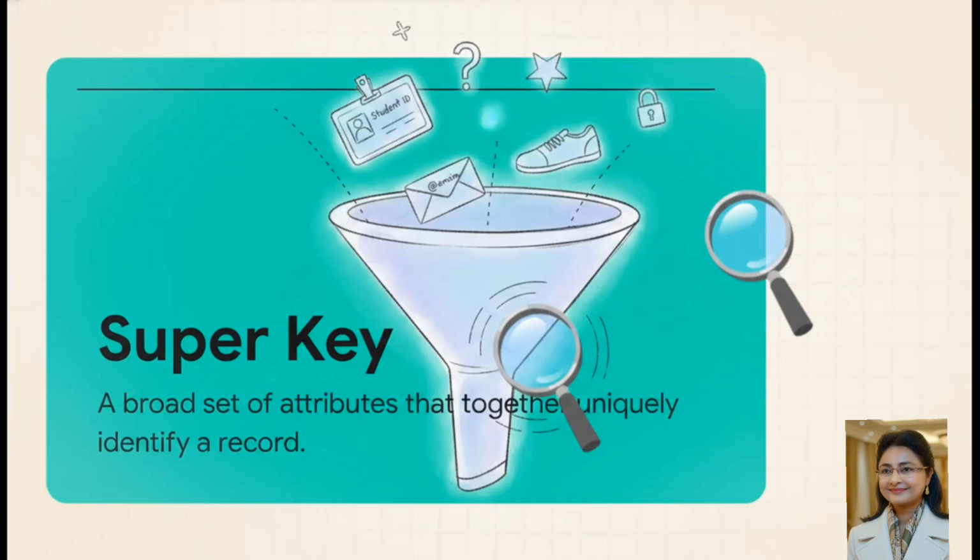So we solve this by using a sort of funnel approach. We start really wide and then narrow it down. Right at the top of the funnel is the super key. This is a broad set of one or more attributes that, taken together, uniquely identify a record. So in a student database, a super key could be your student ID. But technically, it could also be your student ID combined with your email address, combined with your shoe size. I mean, as long as that massive combination is guaranteed to be 100% unique to you, it counts as a super key. We're casting the widest possible net for unique identification here.